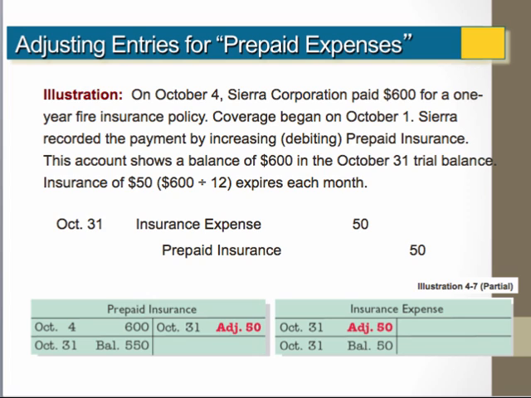We reduce the prepaid insurance by $50 by doing a credit, and we increase the insurance expense account by $50 by doing a debit.